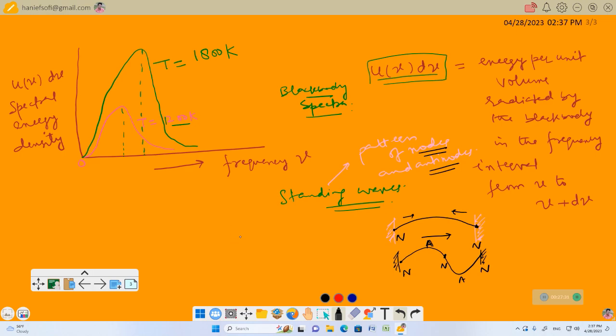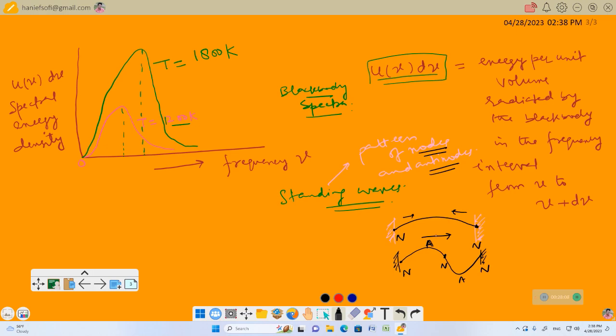James Jeans considered the radiation in the cavity in the form of three-dimensional standing waves, and the condition for standing waves in such a cavity is that the path length from wall to wall, whatever the direction, must be a whole number of half wavelengths. I repeat, the condition for standing waves, because you can see from this point to this point, it is half wavelength.